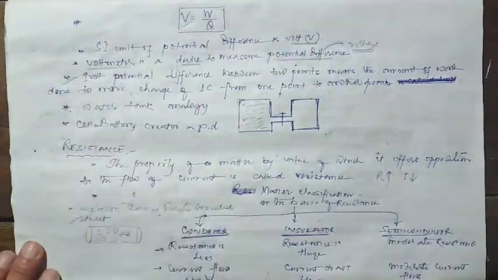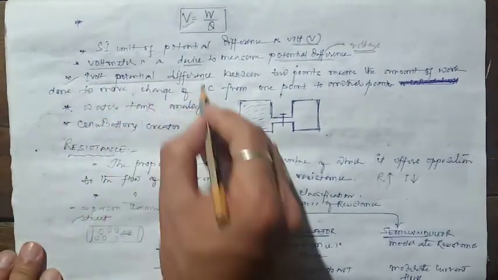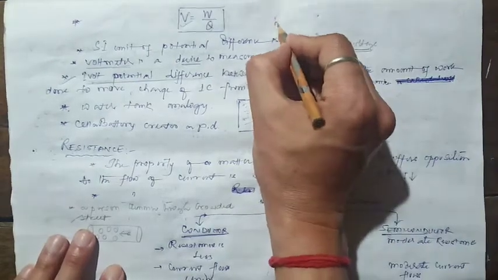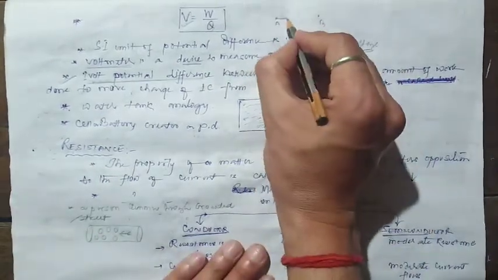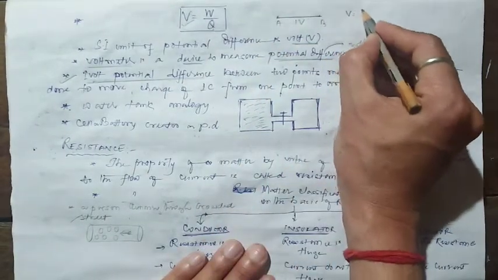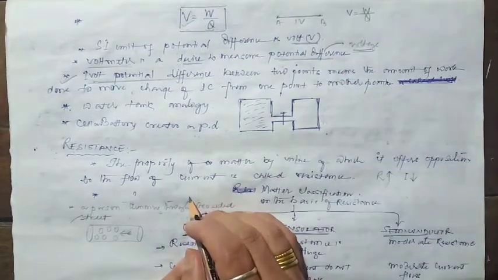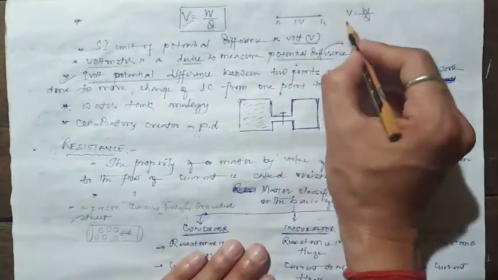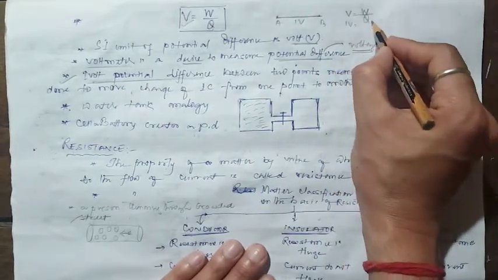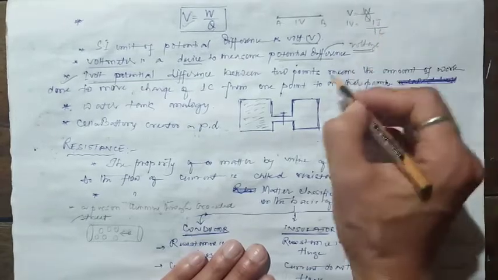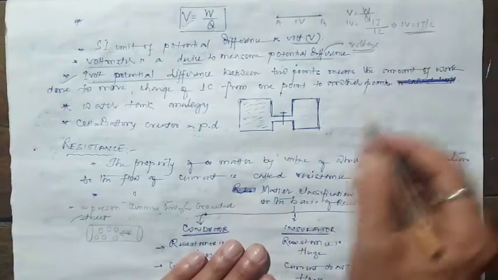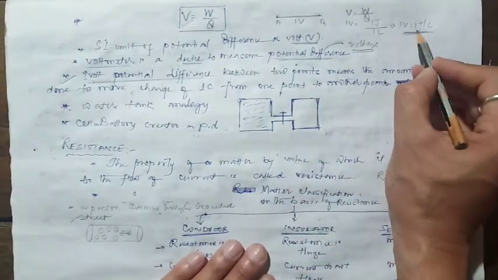Students, let's understand the meaning of 1 volt potential difference. As I mentioned earlier, potential difference exists between 2 points. Let's say I have 2 points, A and B. If I say the potential difference between these 2 points is 1 volt, what does it mean? Mathematically, V is equal to W by Q. I want to define 1 volt potential difference, so in place of V, I'll write 1 V. W is work, so I'll write 1 joule. And Q is the charge, so I'll write 1 coulomb. So 1 volt means 1 joule per coulomb.